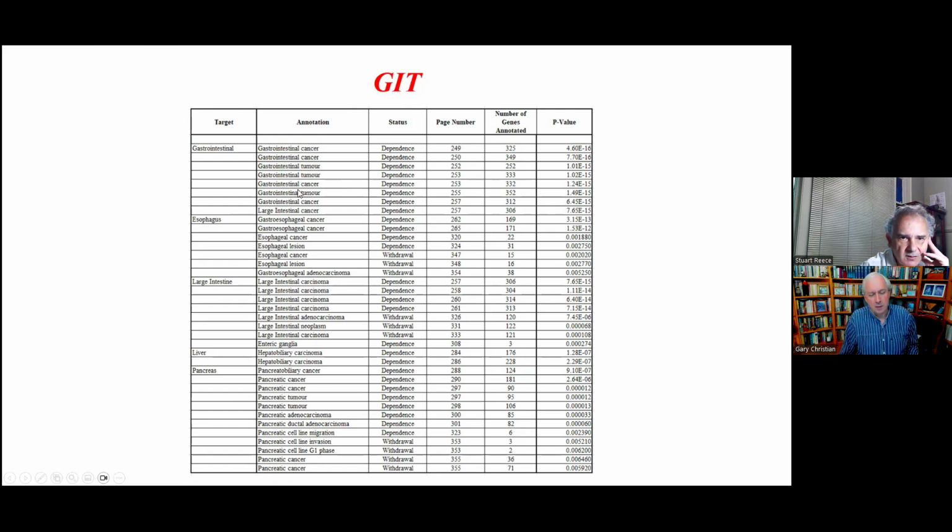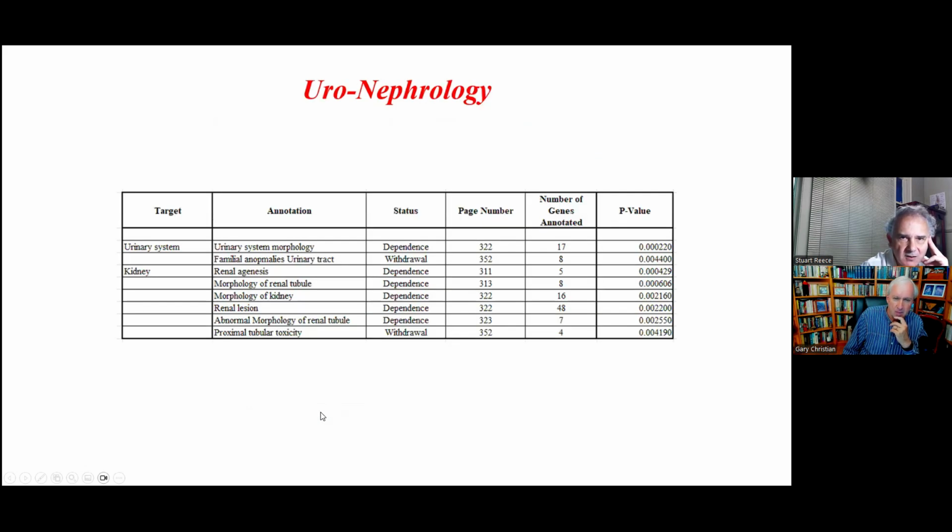And this is the gastrointestinal system, so the guts. And this is bowel cancer, bowel tumors, small intestine, large intestine, the esophagus, liver and pancreas. This is liver carcinoma, pancreatic carcinoma. We've actually looked at the epidemiology of pancreatic carcinoma in detail, and we found that what's reported here at the epigenetic level is confirmed at the epidemiological level, in the patterns of disease that you see clinically.